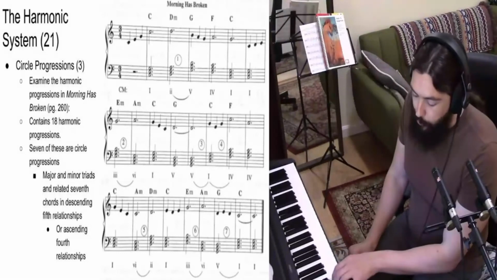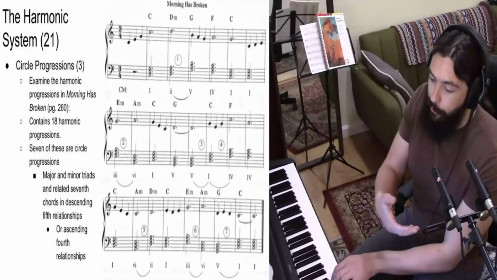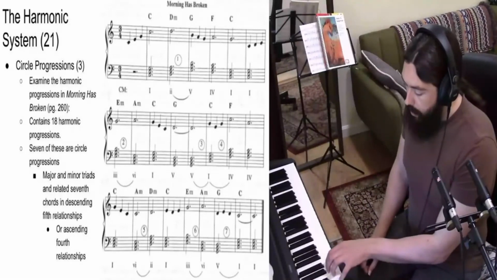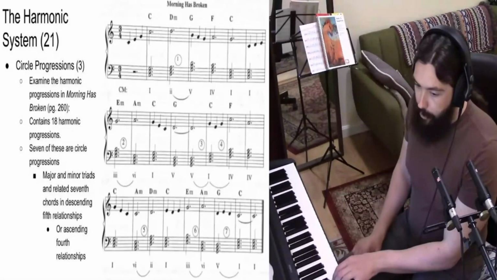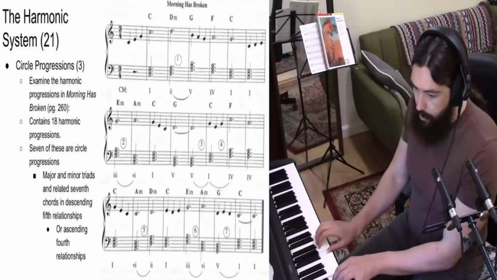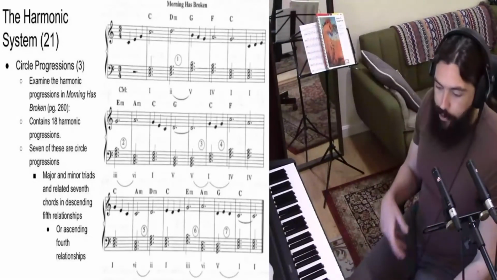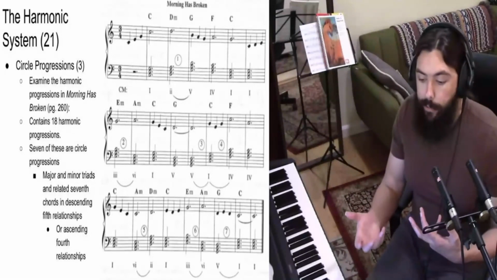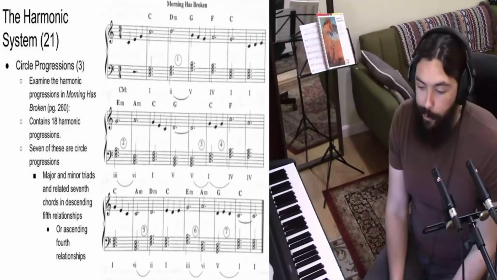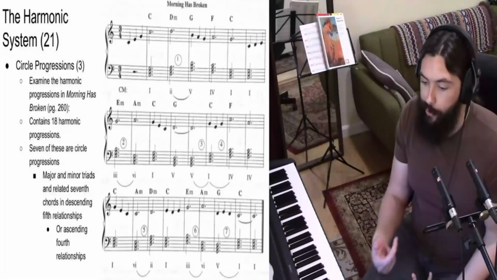Then our next chord to E minor is just a third relationship from C, so that's not one. But this next one from E minor to A minor would be a circle progression, because that's a fourth relationship. So you can see what we're talking about here with these circle progression relationships.